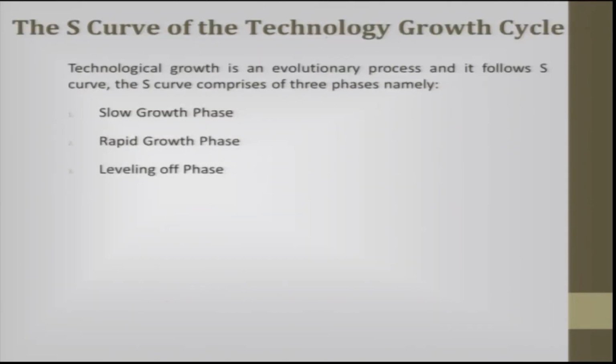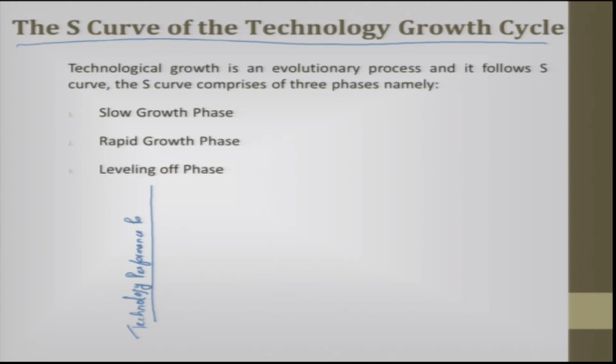The other one is the S type of curve of the technology growth cycle. Technology growth is an evolutionary process. So, let me draw a technological graph with respect to time. So, this is nothing but technology performance parameter. Okay. And this is with respect to time, the same curve like time with respect to thing.